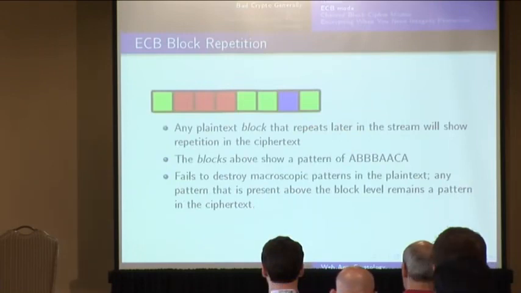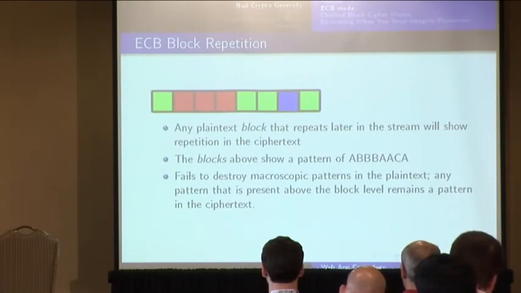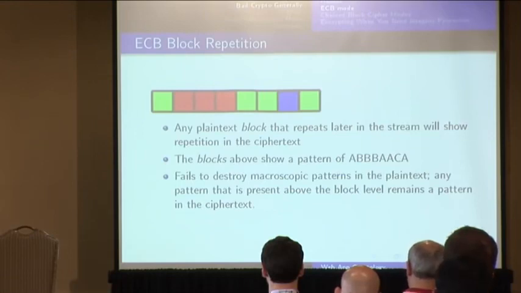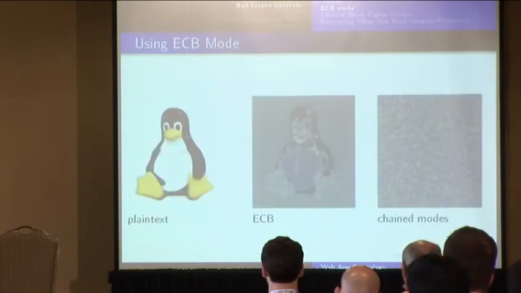Second, the one that most people talk about, the reason for chained modes, is that any plaintext block that repeats later in the stream will show as a repetition in the ciphertext. So the blocks above show this sort of macroscopic pattern of A, B, B, B, A, A, C, A. And so with using electronic codebook mode, if these are like sectors on your disk, what do you think is the most common sector on your disk? It's probably a sector full of zeros, right? And so that's another weakness, is we can still find these patterns at the macroscopic level, above the block level, in your plaintext.